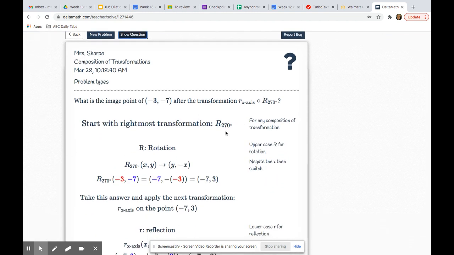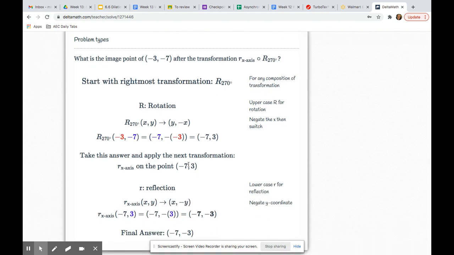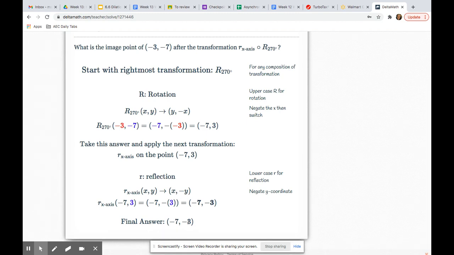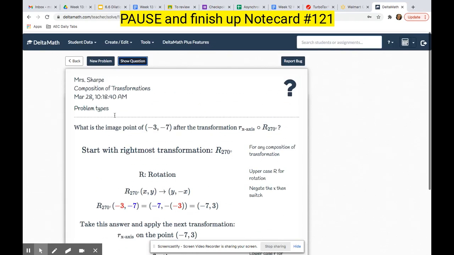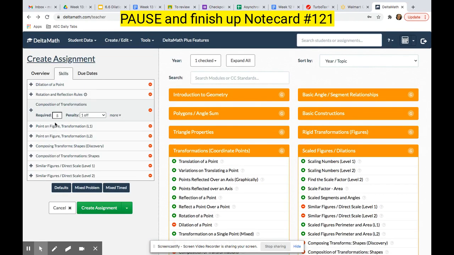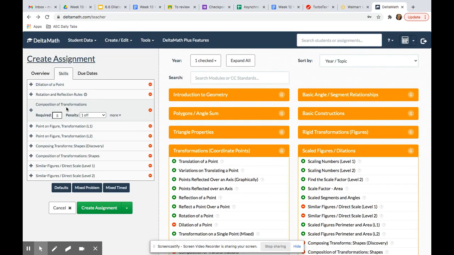So for rotation of 270, here's the rule. We're going to put the y over here, and then put the x here and change its sign. So it'd be negative 7, 3. And then we're going to do reflection over the x-axis. Here's the rule: we keep the x the same, but we change the sign of the y value. So your final answer is negative 7, negative 3. Those are going to be a little funky because of the notation, and I wanted to show you that.